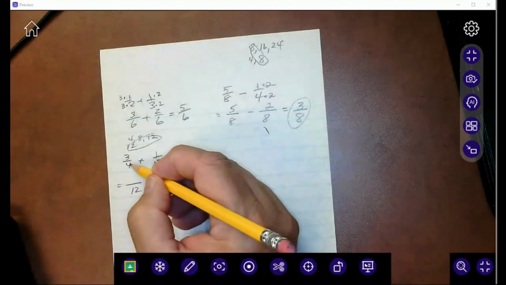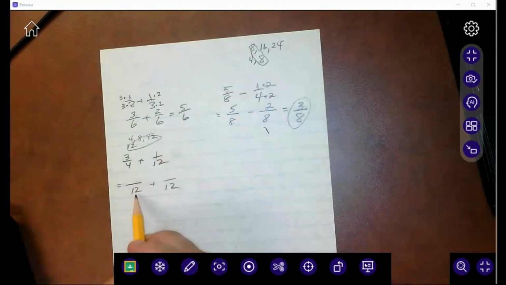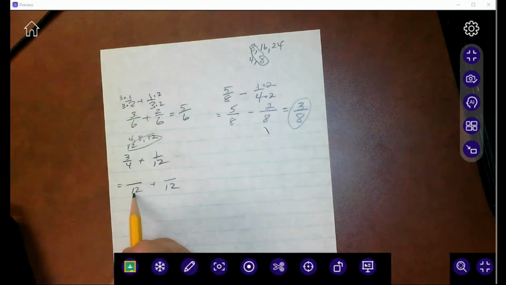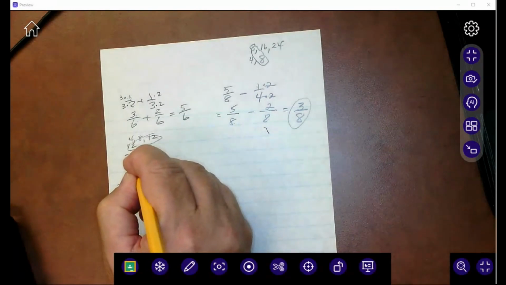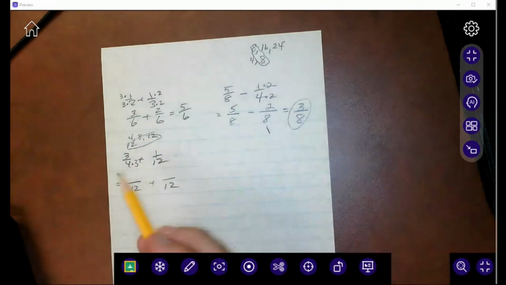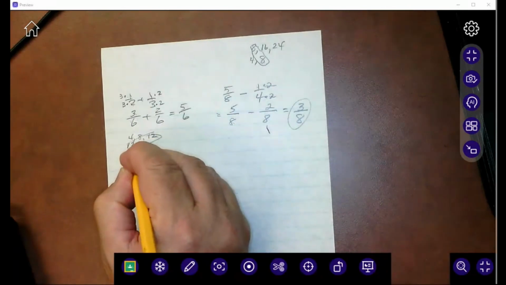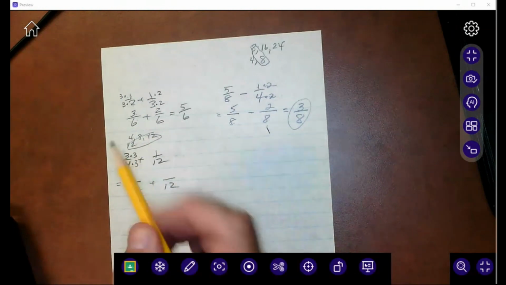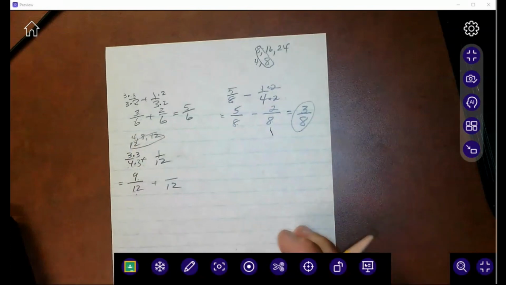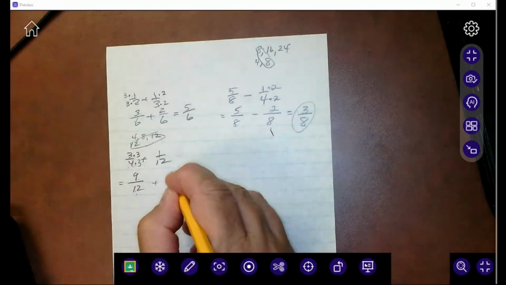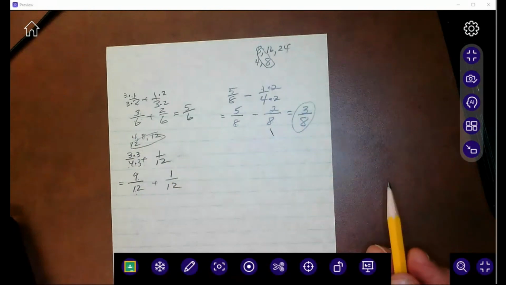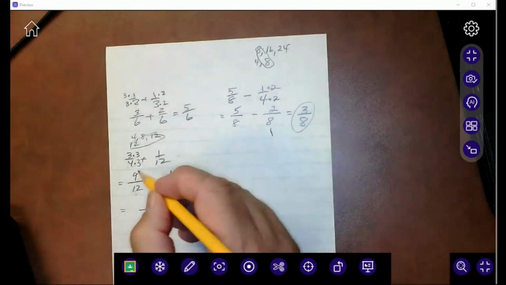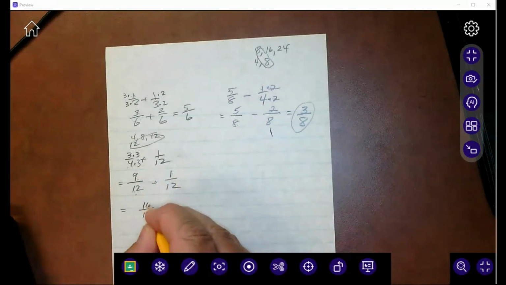So I have to change 3/4 into twelfths. So I look at this denominator and I ask myself, what did I do to 4 to turn it into 12? Well, I multiplied by 3 on the bottom. If I multiply by 3 on the bottom, I have to multiply by 3 on the top. 4 times 3 is 12 on the bottom. 3 times 3 is 9 on the top. 1/12 is already in twelfths, so we don't need to change it. So we get 1/12. Now our answer is going to be twelfths, and we add 9 plus 1 and get 10.